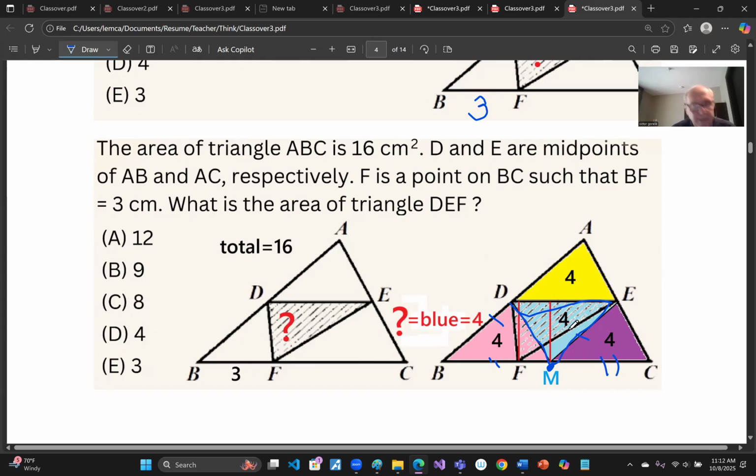Why? Yes, because this blue triangle and our triangle have the same base, DE. And what about the heights? The heights are also equal because DE is parallel to BC. So these two red intervals are equal. It means that the area of our triangle is equal to the area of the blue triangle, which is equal to 4. So the answer is 4.